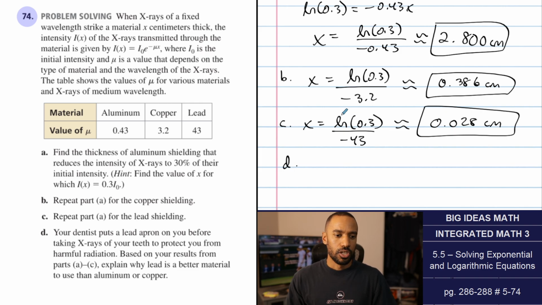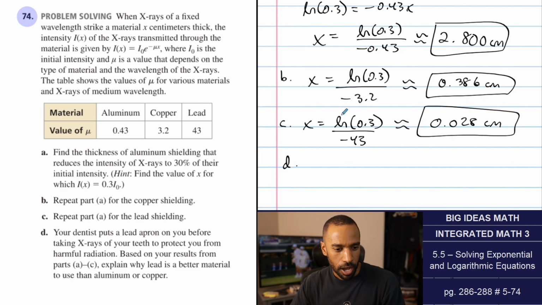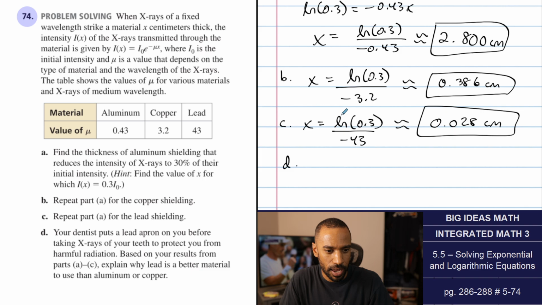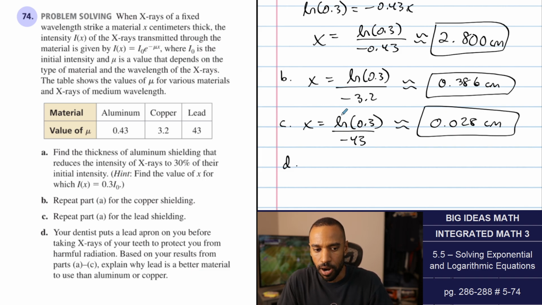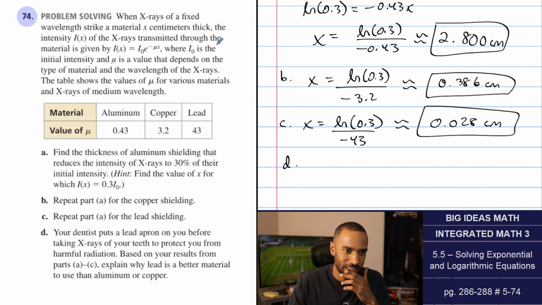Okay, part D. Your dentist puts a lead apron on before taking x-rays of your teeth to protect you from harmful radiation. Based on your results from parts A to C, explain why lead is a better material to use than aluminum or copper. Lead has more, let's see, what do they call it? Shielding. The intensity transmitted through the material depends on the type of material. The table shows the various materials.